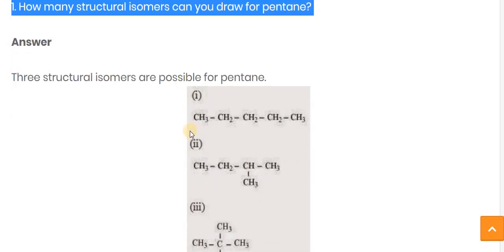The first structure is in a chain form: methane, ethane, propane, butane, and pentane, and between them, one bond is there. There is no branch, so this is a chain structure. Whereas in the second structure, you can see that from the third carbon, one branch arises, and on this branch one methyl group is attached.